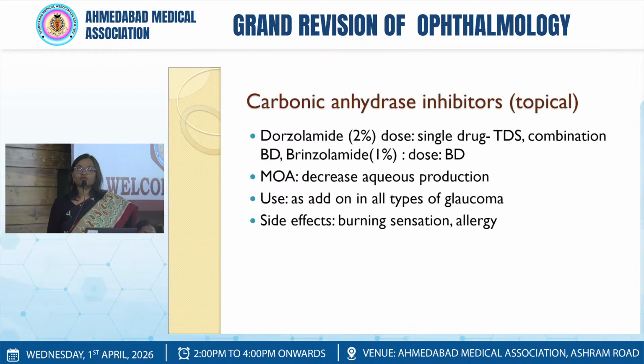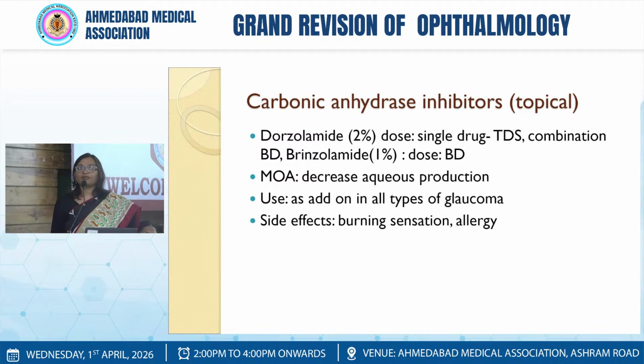The next group is carbonic anhydrase inhibitors. It is available both in topical as well as systemic forms. The topical ones used are dorzolamide and brinzolamide. Dorzolamide is 2% and brinzolamide is 1%. If we are using dorzolamide as a monotherapy, the dose is 3 times a day, but in combination it is used twice a day, and brinzolamide is also twice a day.